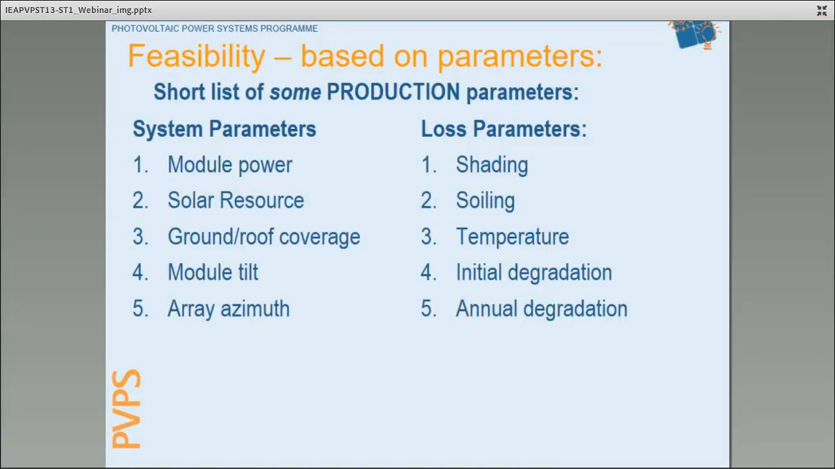To calculate these losses and to arrive at the primary conclusions we are looking for, namely energy generation, revenue, and the internal rate of return, also known as the IRR, we use a number of parameters. We can differentiate between 2 different types of production parameters, system and loss parameters. Here I have listed only some of the parameters of each of these 2 production types. System parameters would include the module power, solar resource, the ground or roof coverage, the module tilt, and the array azimuth, to name a few. Loss parameters would then include the shading, soiling, temperature, initial degradation, and the annual degradation, among others.